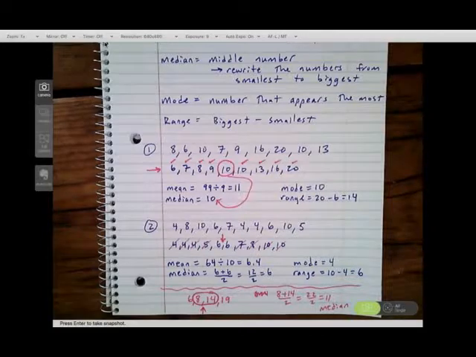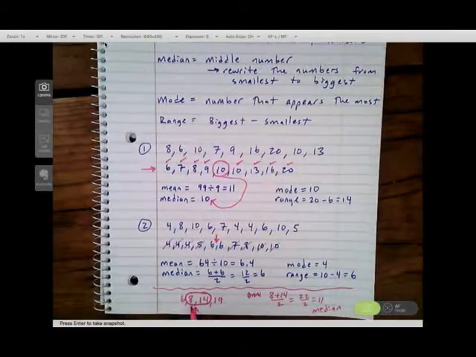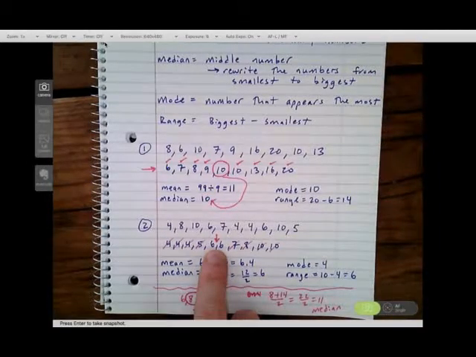If it's not obvious, take the two numbers that surround the middle, add them up, and divide by 2. Most of the time it should be pretty obvious like this.